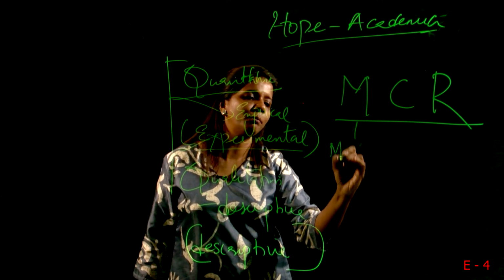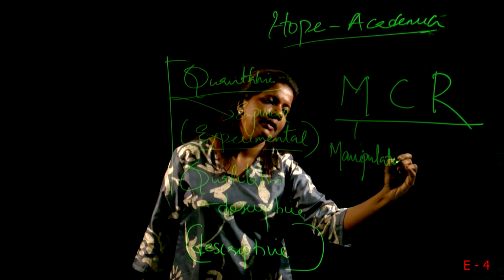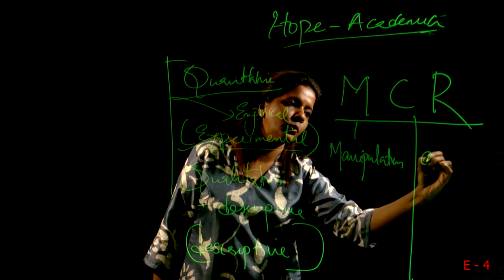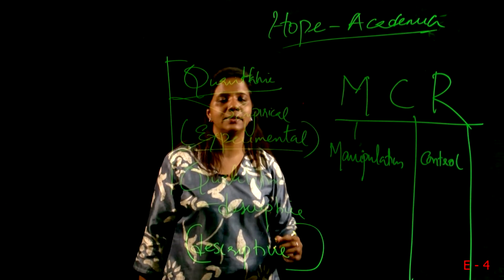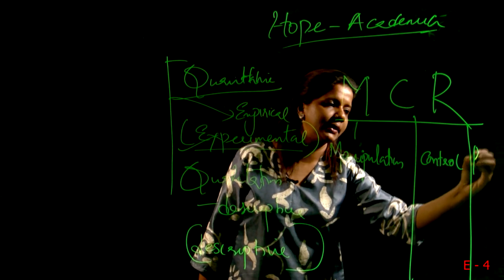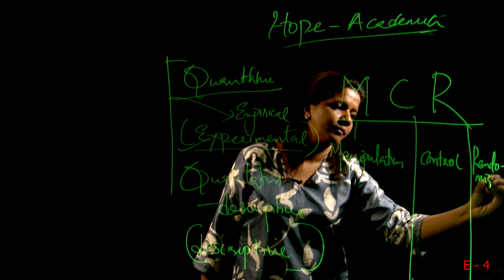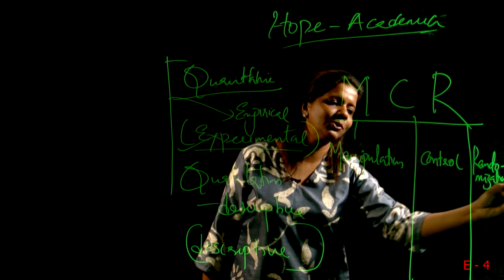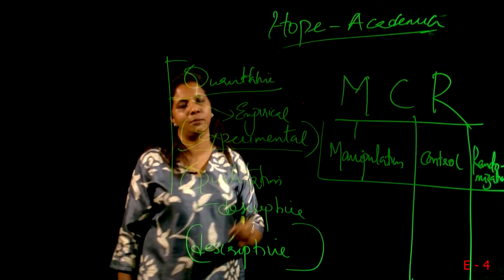M stands for manipulation. C stands for control. And R stands for randomization. Okay, so don't forget these three terms: manipulation, control, randomization.